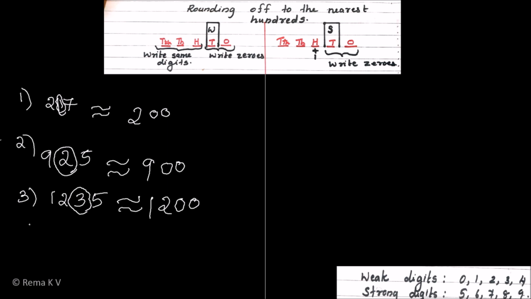Let us consider another one. Fourth question. 7,905. So this is rounded off to, in the ones place 0, in the tens place 0. Then let us check the tens place digit here. It is 0 and it is a weak digit. So write the same digits in these two places. So it is rounded off to 7,900.